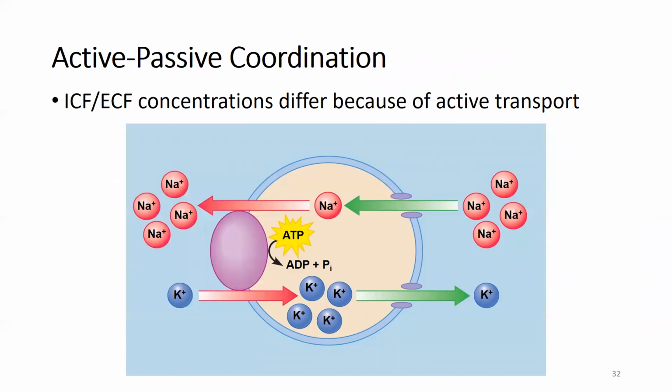Now let's tie all of this together and talk about how active and passive transport are coordinated within the cell. Okay. Now the intracellular and the extracellular compartment have different concentrations of certain ions. All right, we know that, for example, the intracellular fluid is very poor in sodium. It's usually about 4 millimoles. The extracellular fluid is very rich in sodium, usually about 140 to 145 millimoles. Potassium is the opposite. The intracellular fluid is rich in potassium, usually about 140, whereas the extracellular fluid is poor in potassium.